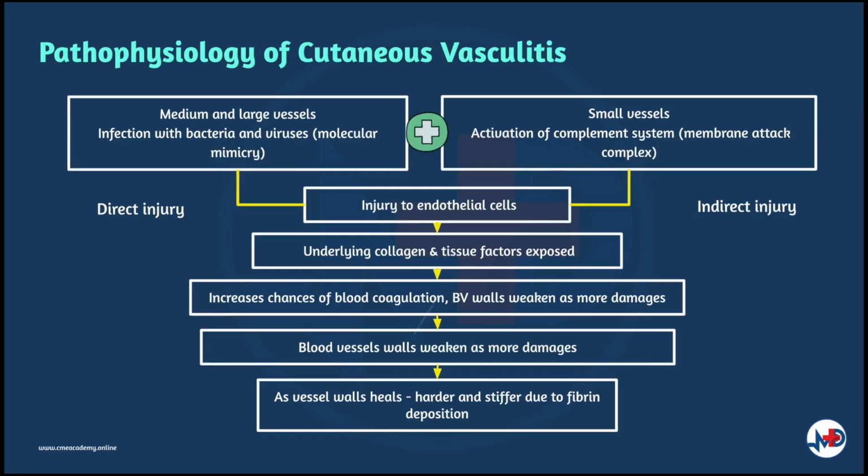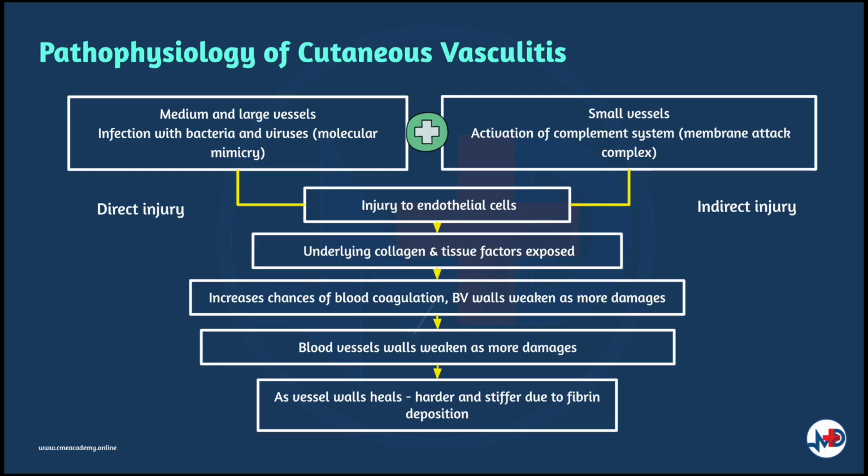When it comes to the pathophysiology, there are mainly three proposed mechanisms. We can look at the pathophysiology as direct and indirect injuries to the vessel wall. When the medium or large vessels get infected with either bacteria or viruses, there may be a direct injury to the vessel wall. The white blood cells of the immune system will mix up the normal antigens on the endothelial cells with antigens from the virus or bacteria because these antigens look similar. This autoimmune confusion is known as molecular mimicry.